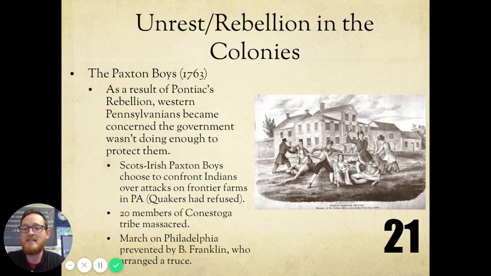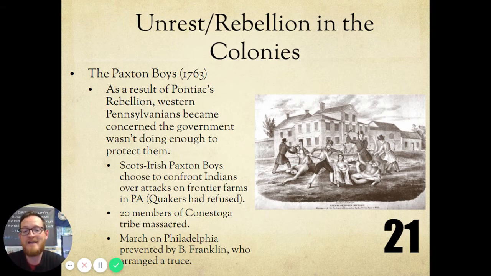So this is going to lead to unrest and rebellion in the colonies. I found it most interesting, the Paxton Boys massacre, or the Paxton Boys rebellion that would happen. Basically, the Paxton Boys were located in western Pennsylvania, and they get upset feeling like the Pennsylvania government is not doing enough to help protect them from the Indians.